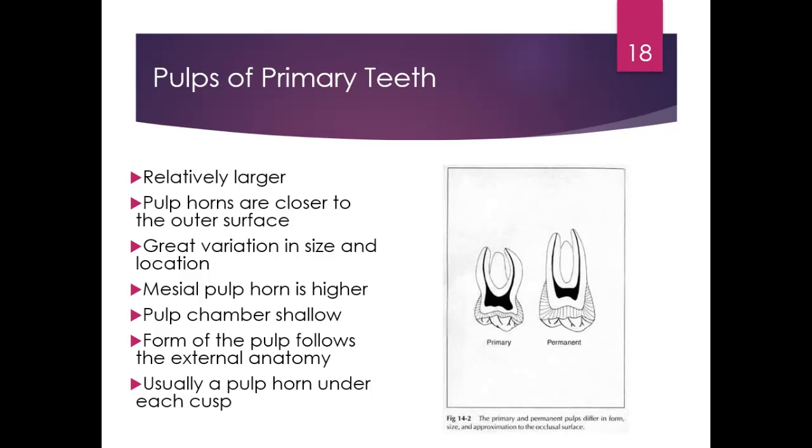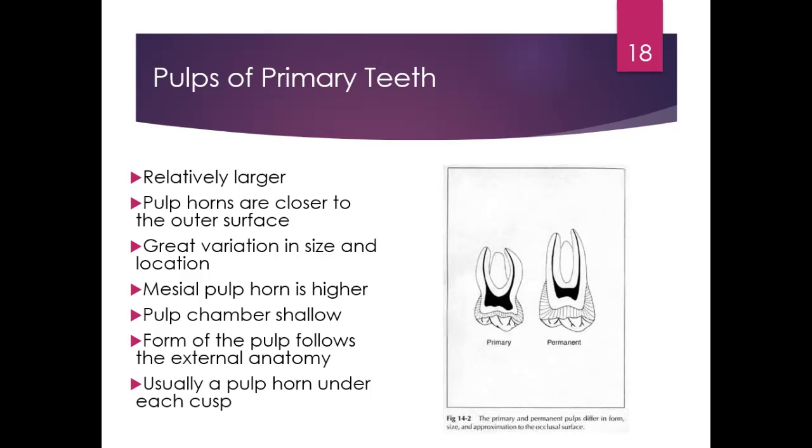So there is a great variation in size and location of the pulp chamber. The mesial pulp horn is the highest, okay? Keep that in mind. The pulp chamber is shallow, from the top of the pulp, the more occlusal portion of the pulp, to right where the root furcation is, okay?